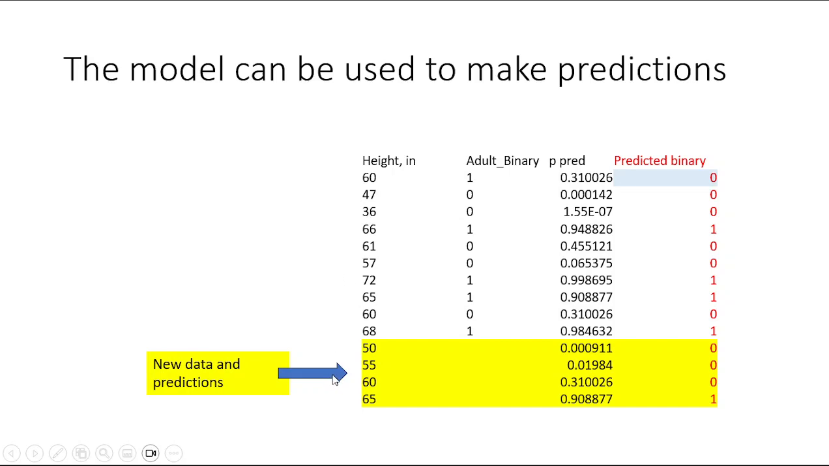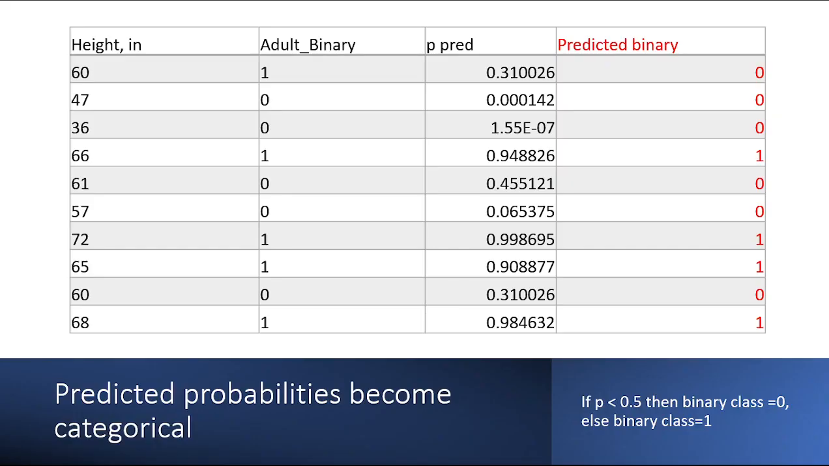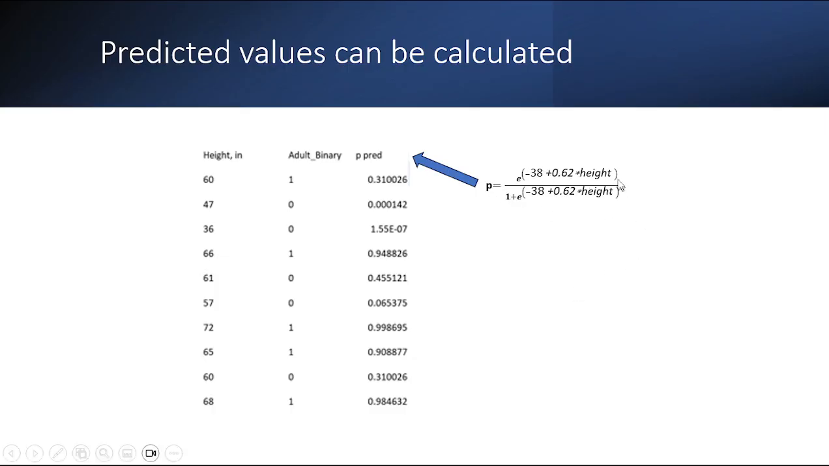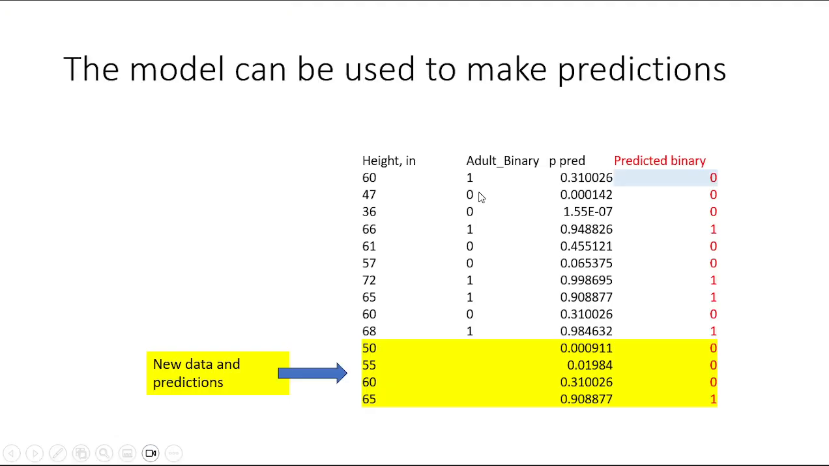But this right here is now, let's throw some new heights in. Let's say that we didn't know whether these people were adults or children, and all we knew is their height. So now what we can do is take these values of just height, right? Because we don't know whether they're adults or not. We don't have that. So we can take these and put them in here because we have this model and all the numbers out, and we just stick in the height values and we calculate P. Okay. And now that's a prediction.